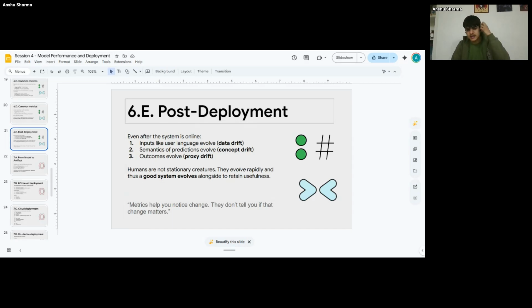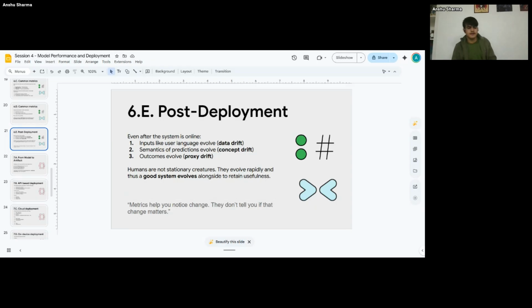So the first is that inputs like user language evolve. Over time, the way we speak, the semantics of that evolves. So the data the model was trained on might be different than what it is encountering one year down the line. So that leads to a drift, right, in the data. As we discussed, that house pricing may not remain consistent, right? So that is known as a data drift, right? There are other types of drifts.